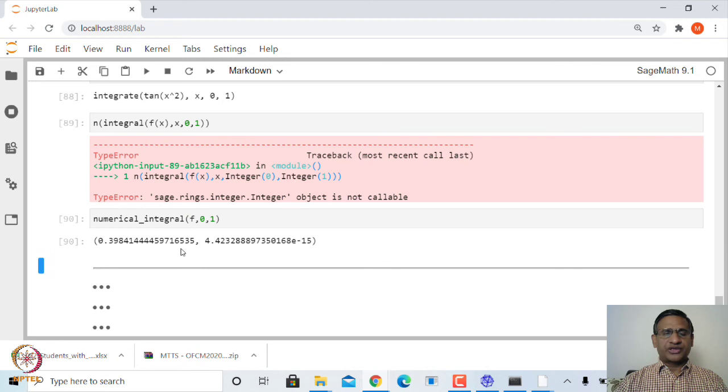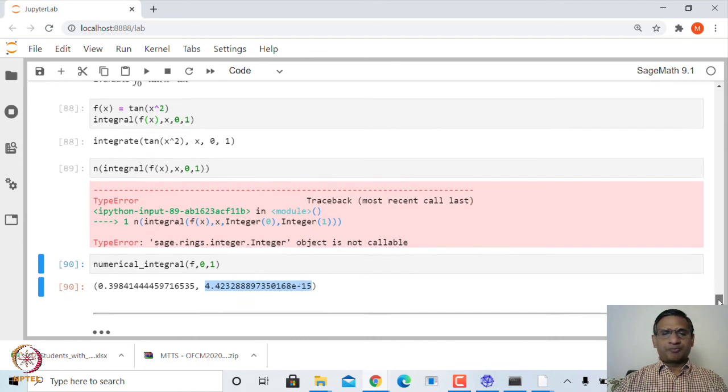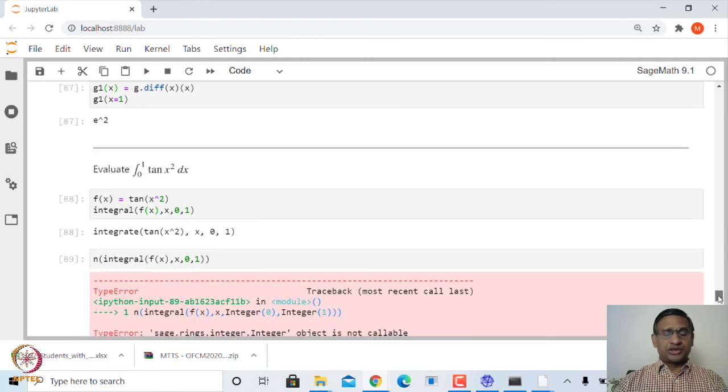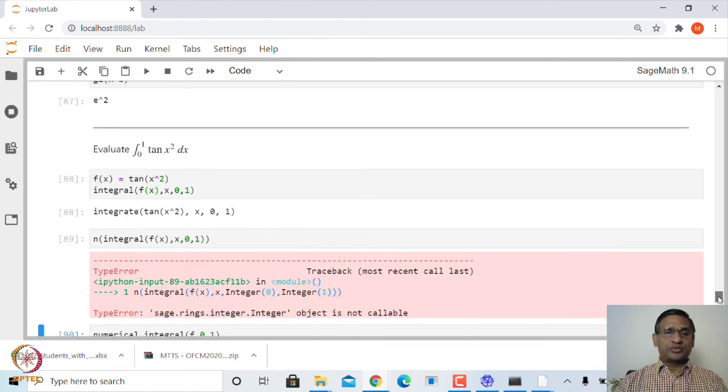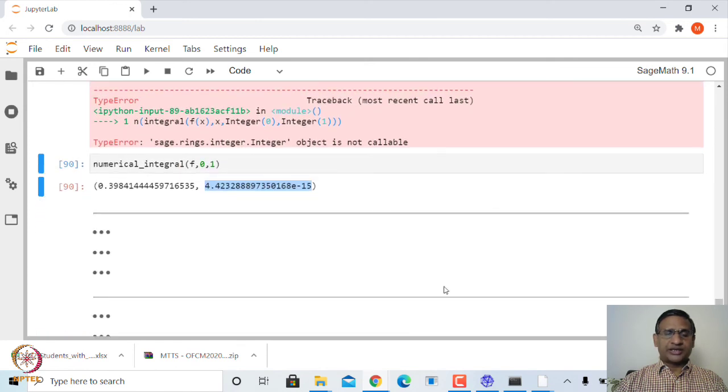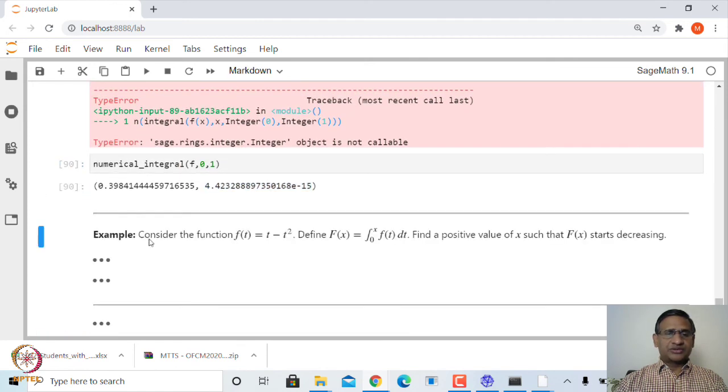The numerical integral is 0.3984, with an error of the order 10 to the power minus 15. So, many times if you have a definite integral, Sage may not be able to find it in closed form, and in that case you need to find the numerical integral. Similarly, let us take another example.